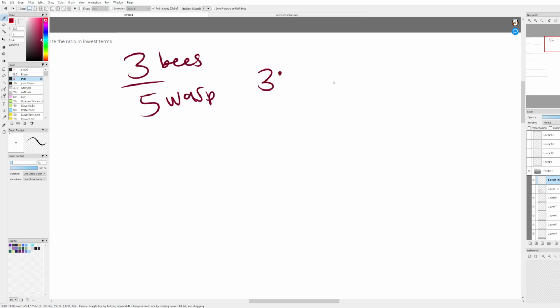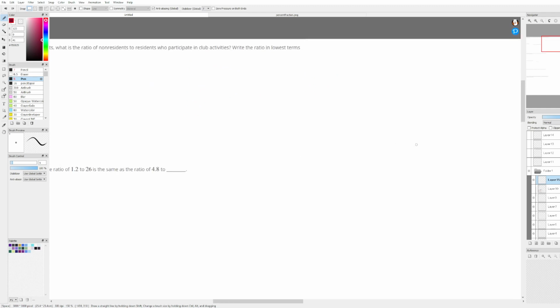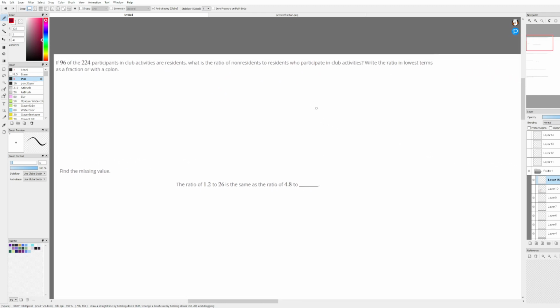Yeah, so there's that. When we're talking about ratios, you really just want to read the question. A lot of these are very easy if you are reading the question and thinking about it. So this one's saying 96 of the 224 participants in club activities are residents. What is the ratio of non-residents to residents who participate in club activities?